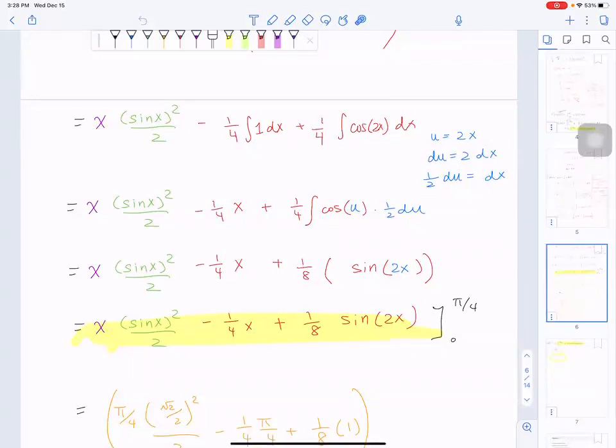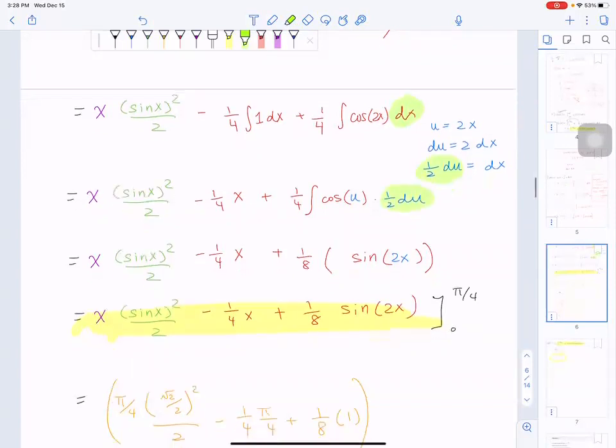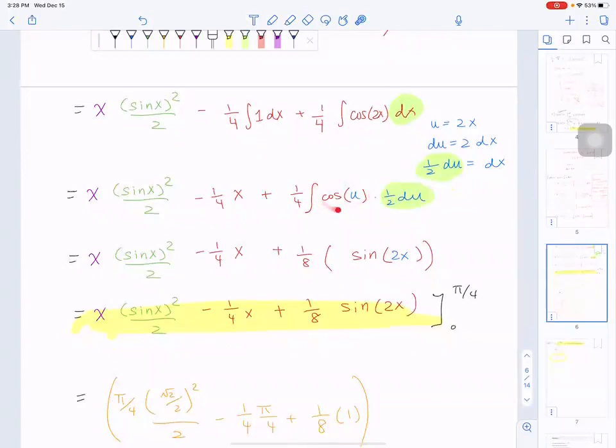Now we do the substituting part. So we have cosine of this, 2x was our u, so I plug in u. And this dx we just found is 1/2 du. So I'm going to put the 1/2 du there. Now, what is the integral of cosine? So I move this 1/2 out. So that's how I get 1/8.